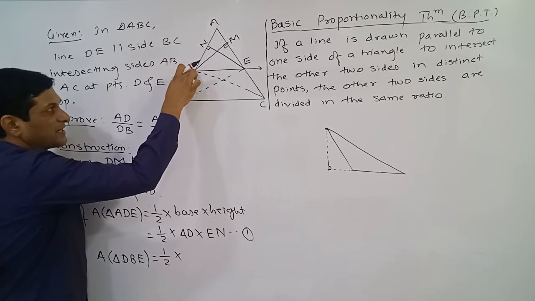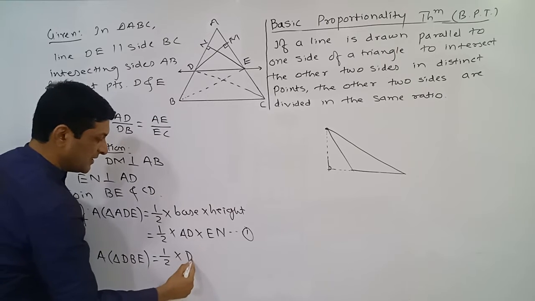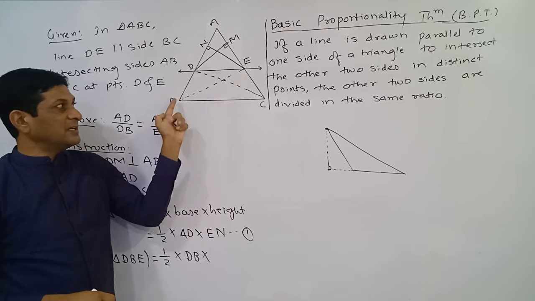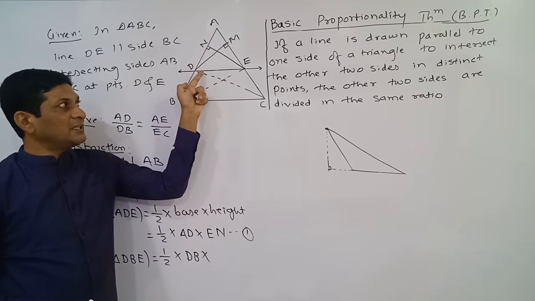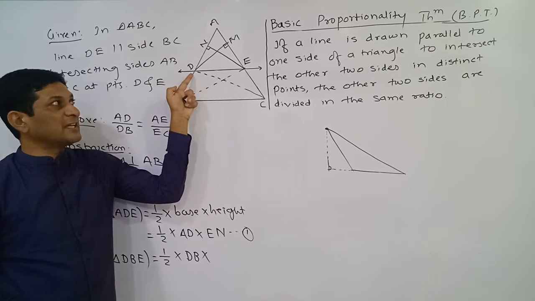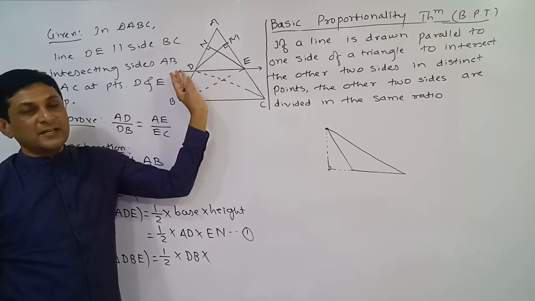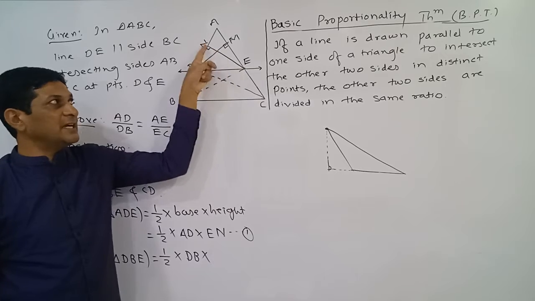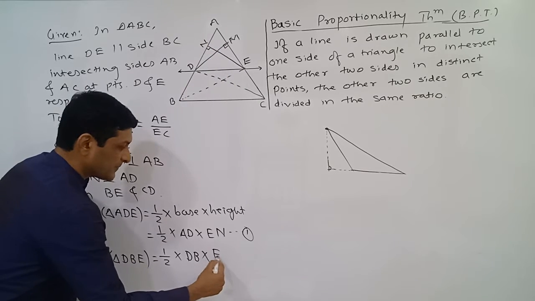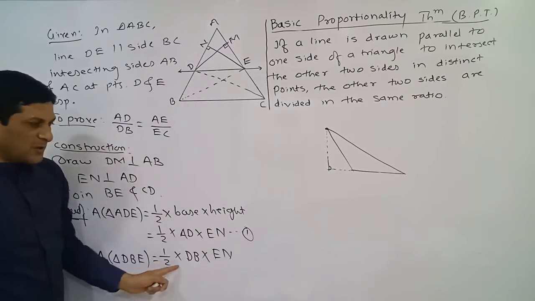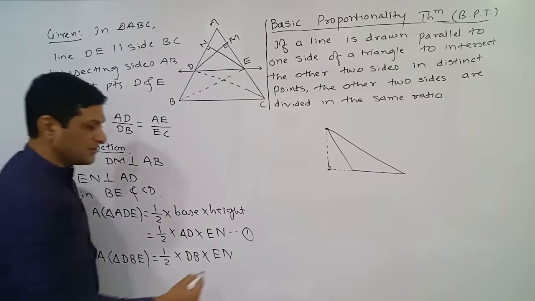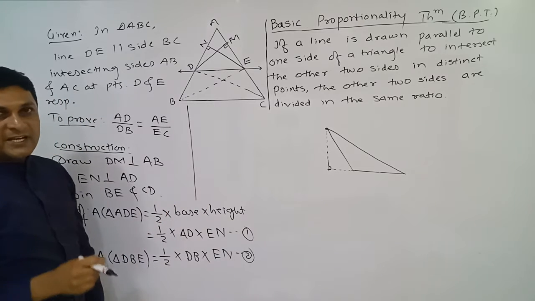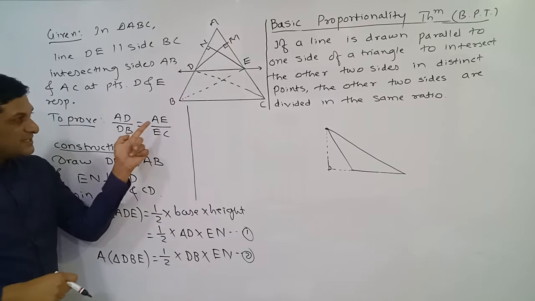What is the base? If we are considering DB as a base here, then its corresponding height. If you observe this triangle DBE, it is an obtuse angle, so its height is in the exterior part. And what is its corresponding height here? EN. So into EN. So this result we have got applying the same formula, half base into height, denoted by equation number second.